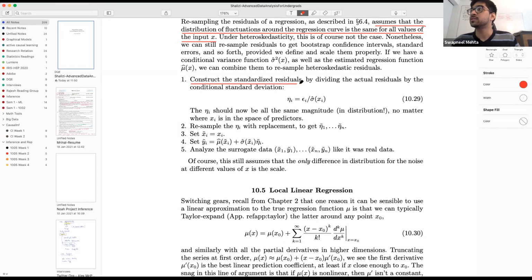What he's saying is first construct the standardized residuals by dividing the actual residuals by a conditional standard deviation. So estimate this standard deviation, divide the actual residuals by the standard deviations to get standardized residuals. So you're essentially making them all the same magnitude by assuming that you know this true function. And then using the distribution that you obtain thereafter, you can resample these standardized residuals to obtain a new set of samples for the residuals. I don't know an easy way to explain why we're doing this. Why are we bootstrapping this to get the standard errors?